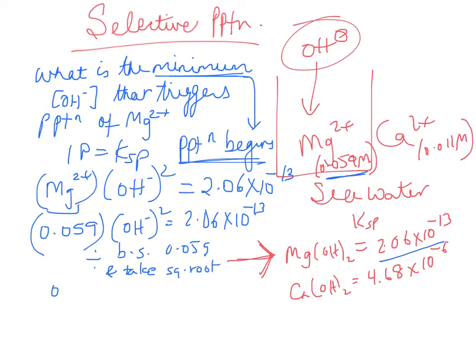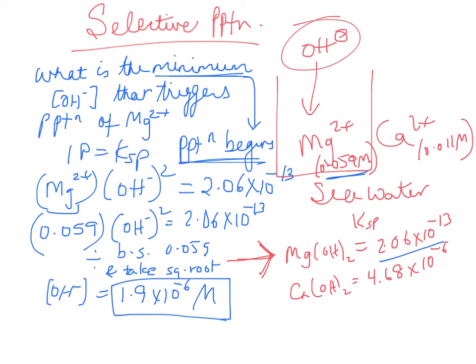And the hydroxide comes out to be, let's see, 2.06 upon complete solution. This is what I'm getting, 1.9 times 10 to the negative 6 molar. And that'll be your answer. So if you are able to generate a net concentration of the hydroxide, which is 1.9 times 10 to the negative 6 in the solution, you would be able to trigger the magnesium hydroxide precipitation.